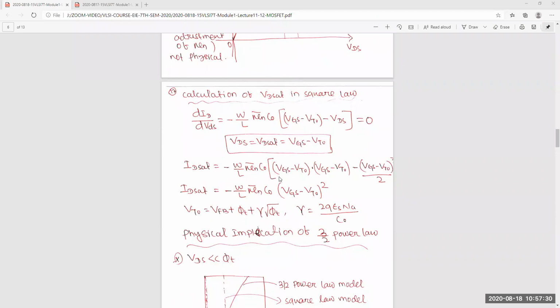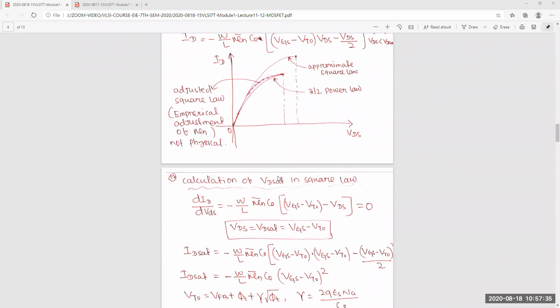So another region we have not discussed here, that is your cutoff region. So for a MOSFET transistor, two regions are here. Clearly, this is your linear region, then the saturation region. So this region is where VDS is greater than or equal to VGS minus VT, and this region is where VDS is less than VGS minus VT. Okay.